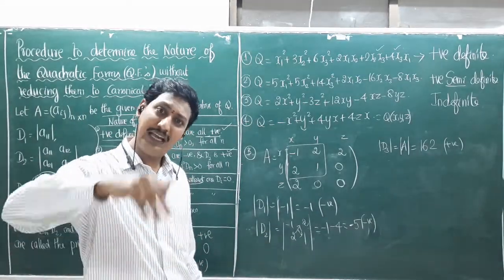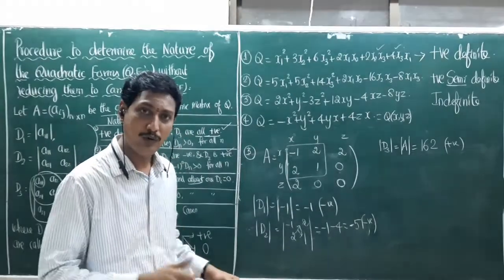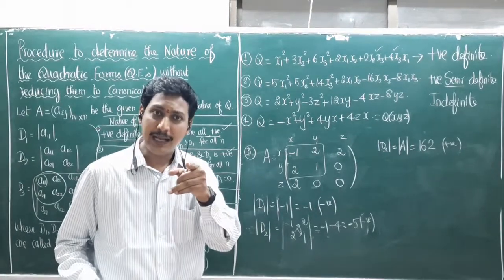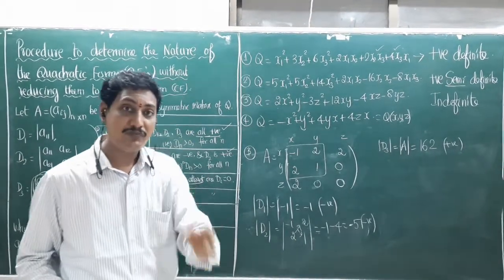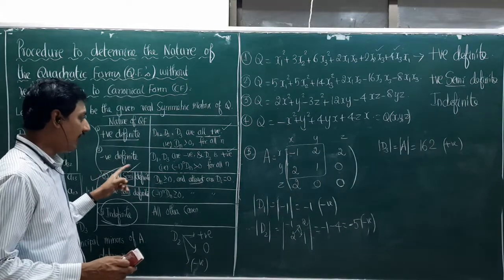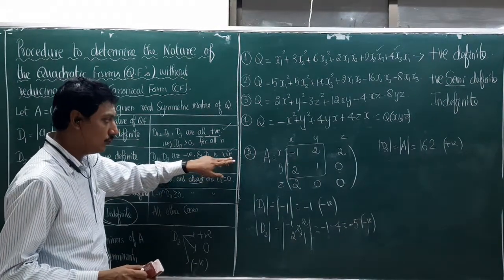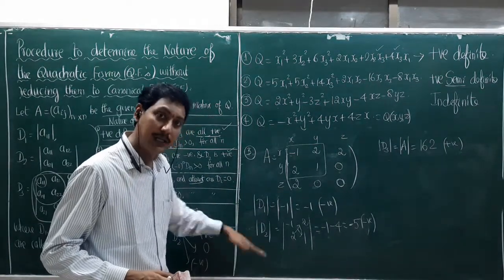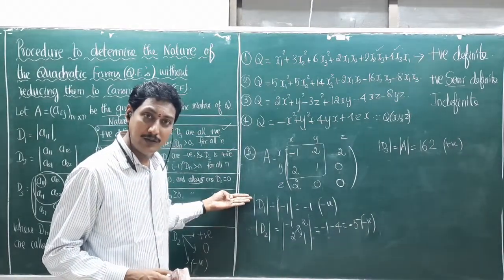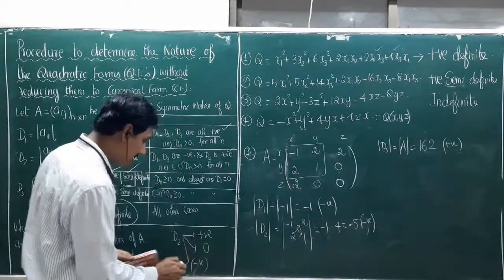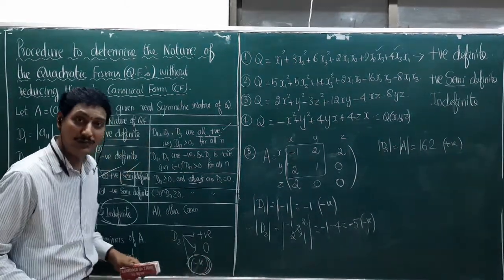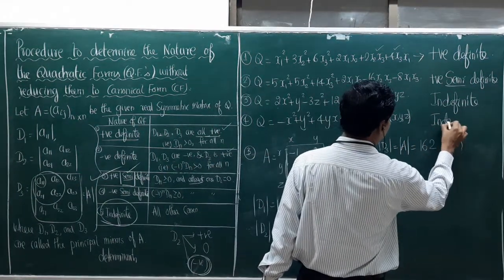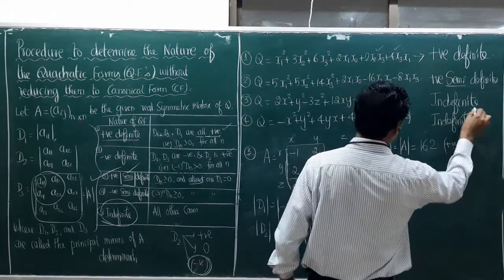Even though d1 is negative, d2 negative, d3 negative, all are negative, you may think it is negative definite. But what's the definition for the negative definite? For negative definite, d3 must be positive. But here we get d3 negative, d1 is also negative. Once d2 is negative, I am guaranteed that the nature must be indefinite. So can you check the d3 value?